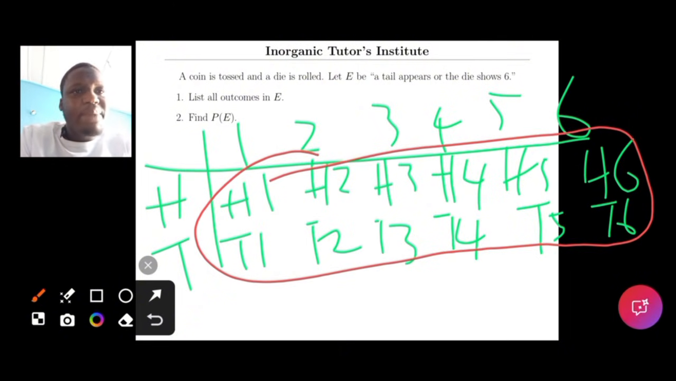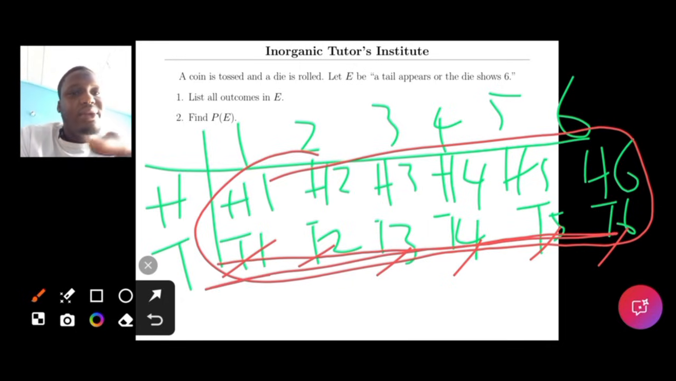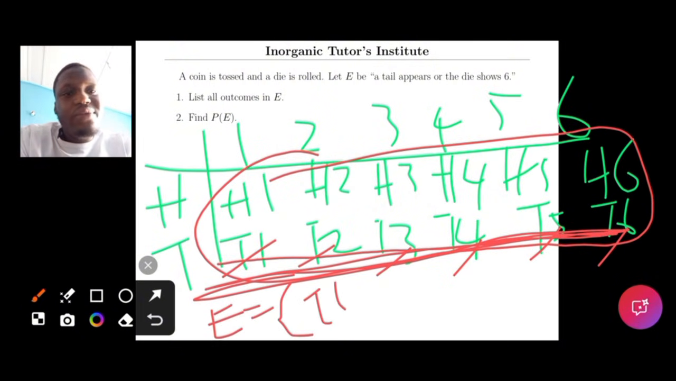So you ask yourself, look at E. A tail appears or the die shows 6. So from the sample space, where are tails appearing? Tails are appearing here. Can you see that? So once you toss a tail, you have succeeded. And these are a tail appearing. So all these 6 outcomes are in E. So E is T1 or T2 or all of the T's.